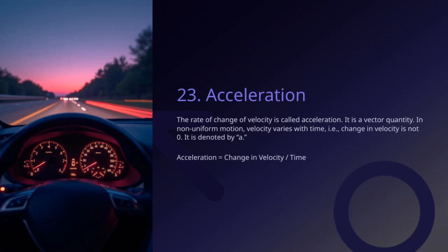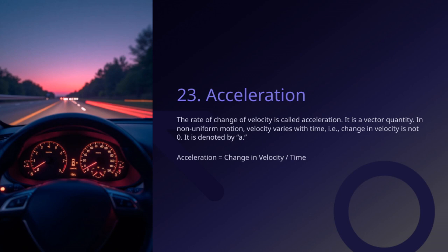Acceleration is essentially the rate at which velocity changes over time. When you think about it, it's how quickly something speeds up or slows down. The key formula here is that acceleration equals the change in velocity divided by the time it takes for that change to happen. It's important to remember that acceleration is a vector quantity, meaning it has both magnitude and direction. So not only does it tell us how fast the velocity is changing, but also in which direction.